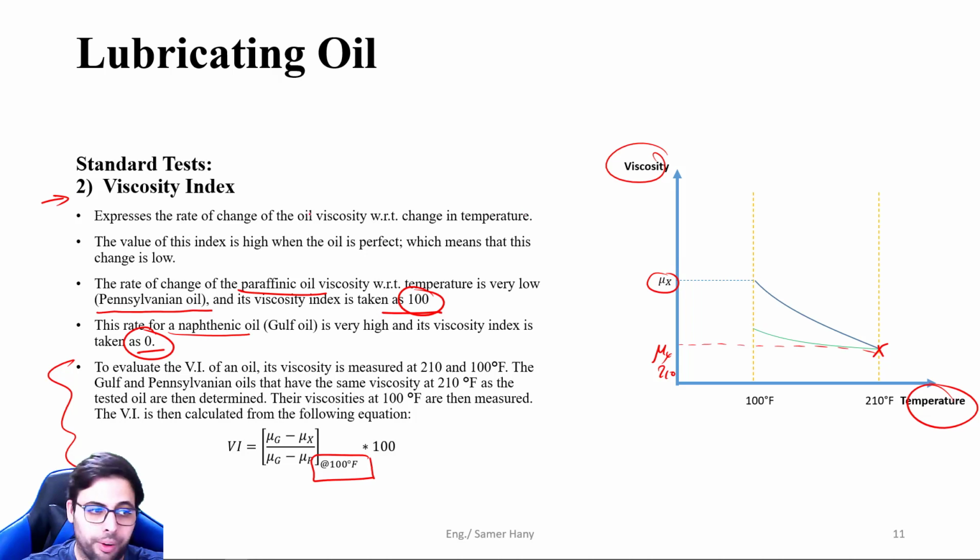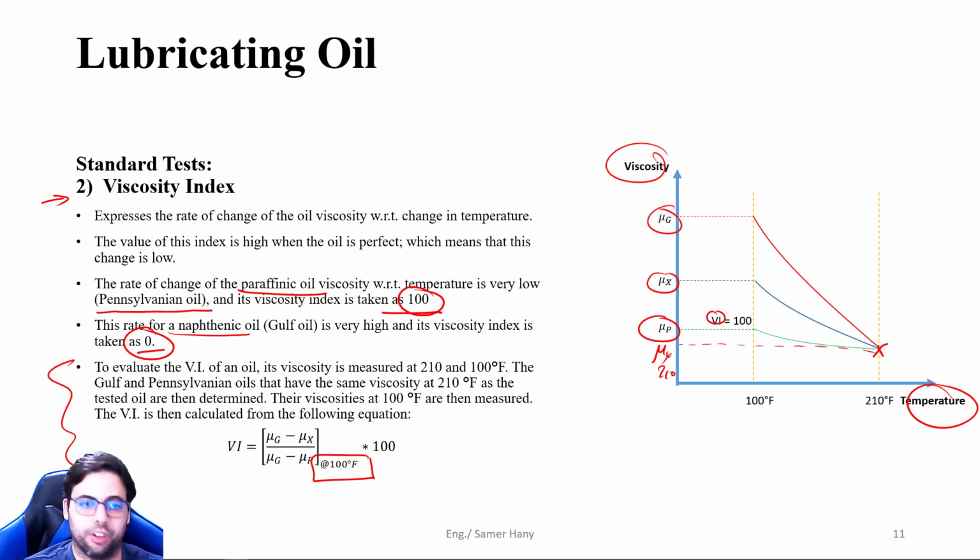So when we get the Pennsylvanian oil, we know that it will not change as much because this is the best there is out there. So this will be the Pennsylvanian viscosity at 100 degrees Fahrenheit. It will be lower than our oil's because it's better at the viscosity index, or varying with temperature. Okay, so that's why it's the viscosity index of 100. And then this red curve is the Gulf oil, and this is the worst change with temperature. It's very high. So this is how we come to the Gulf viscosity.